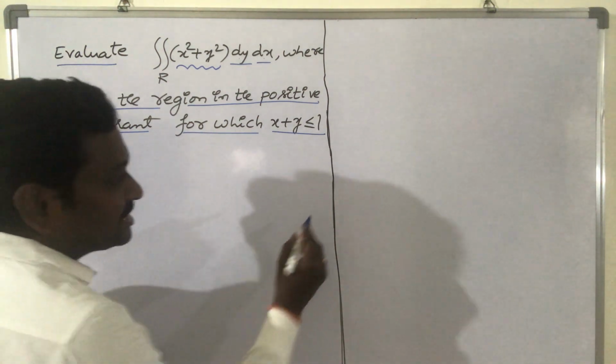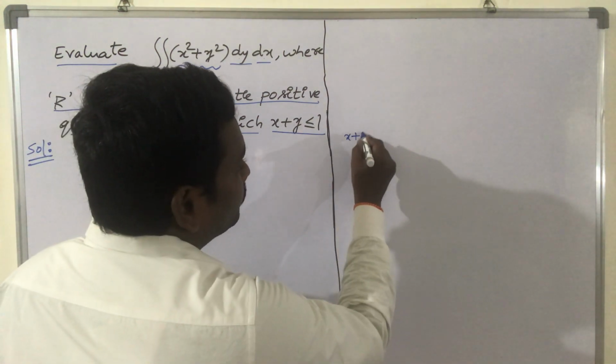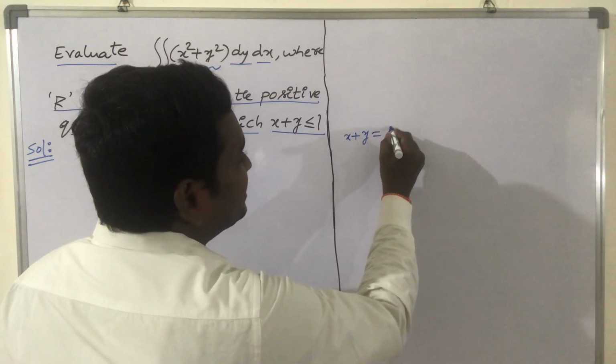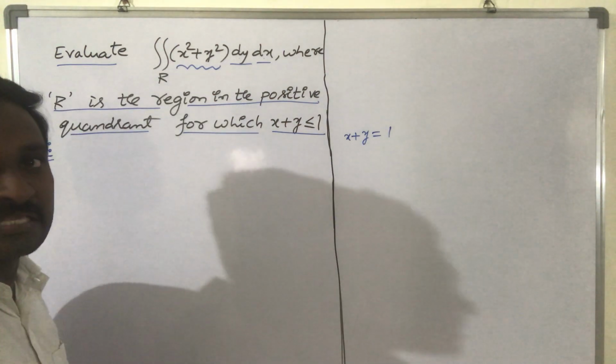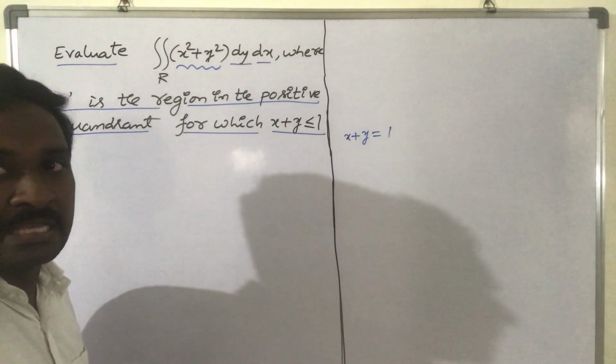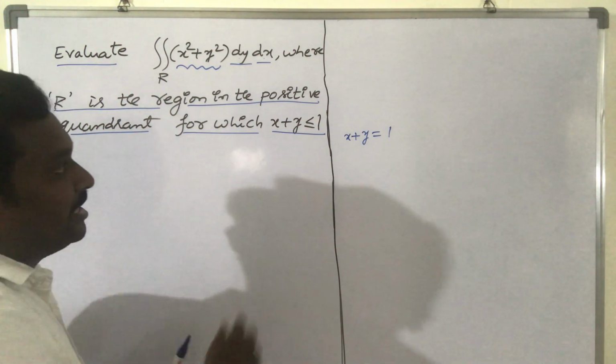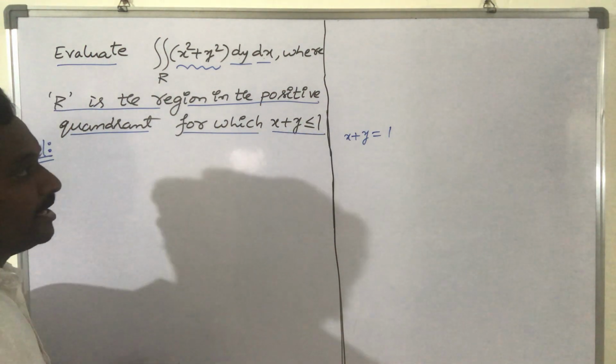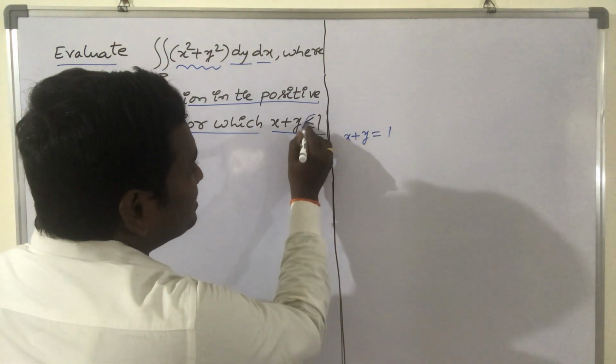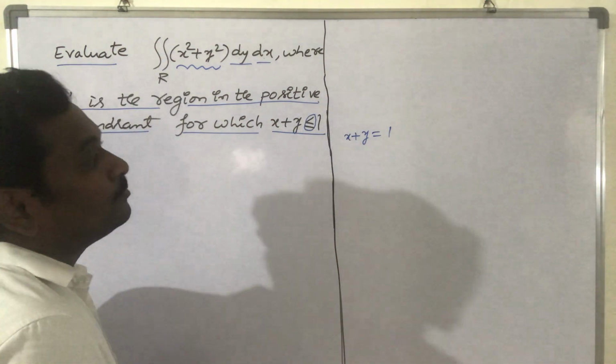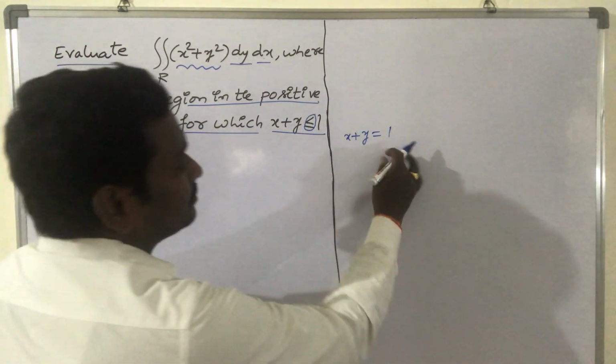Okay, here a straight line is provided to you. What is it? X plus y is equal to 1. X plus y is equal to 1 is the given straight line, the equation of the straight line. Okay, less than or equal to means our region is below the line.